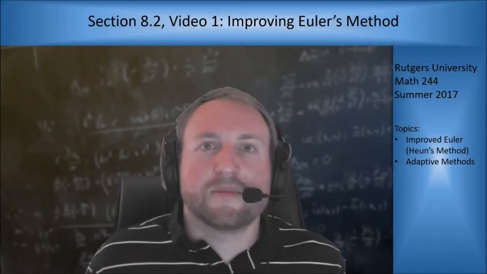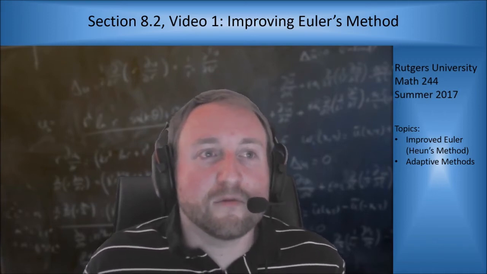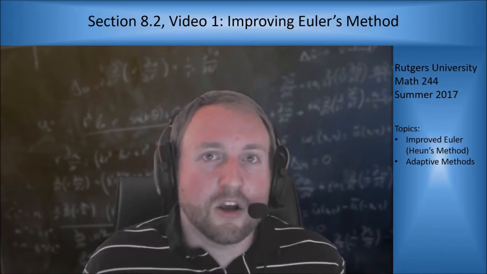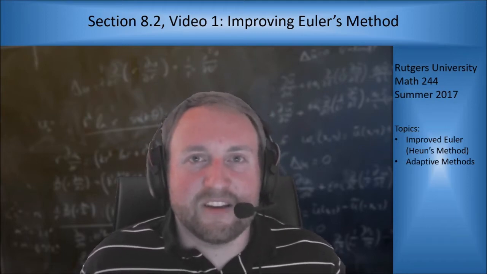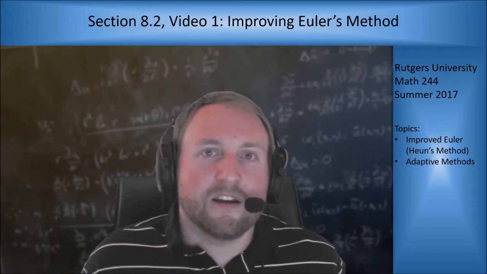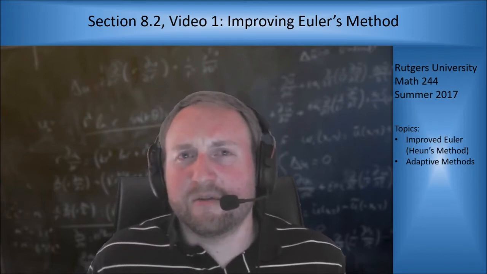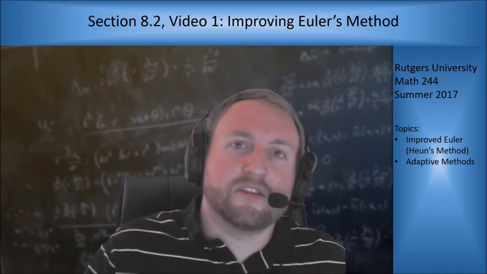Hey everyone, welcome to the fourth video on numerical methods. In this video we're going to talk about a couple of improvements you can make to Euler's method, one being Heun's method we talked a little bit about before, and another being adaptive methods, which I'll go into in the actual video itself. They involve changing step size to accommodate for your bound being too big at certain points. All right, let's jump right into it.